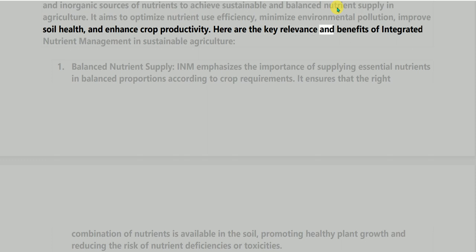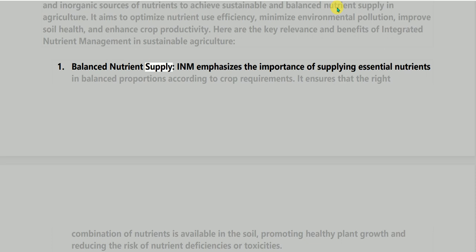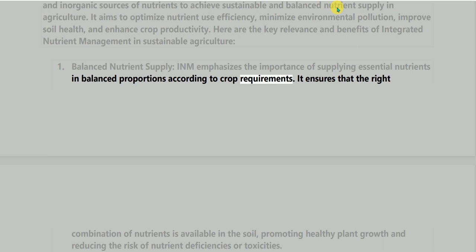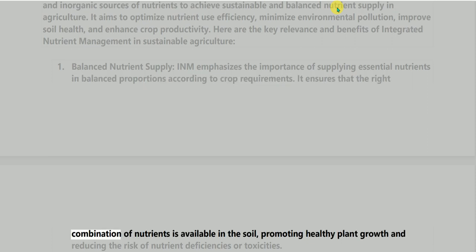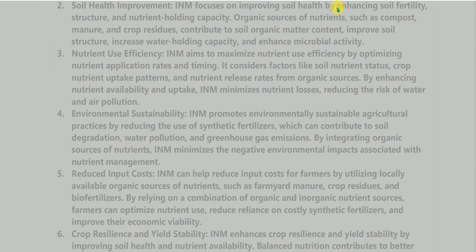Here are the key relevance and benefits of integrated nutrient management in sustainable agriculture. 1. Balanced nutrient supply. INM emphasizes the importance of supplying essential nutrients in balanced proportions according to crop requirements. It ensures that the right combination of nutrients is available in the soil, promoting healthy plant growth and reducing the risk of nutrient deficiencies or toxicities. 2. Soil health improvement. INM focuses on improving soil health by enhancing soil fertility, structure, and nutrient holding capacity. Organic sources of nutrients, such as compost, manure, and crop residues, contribute to soil organic matter content, improve soil structure, increase water holding capacity, and enhance microbial activity.